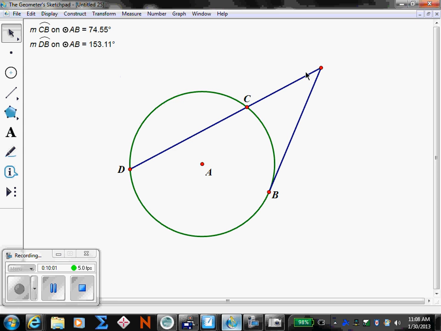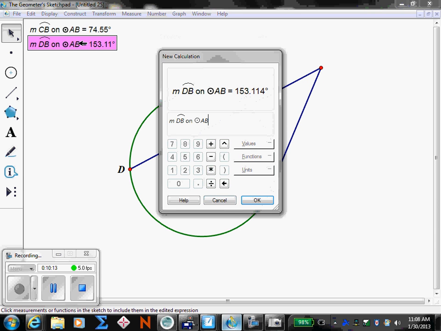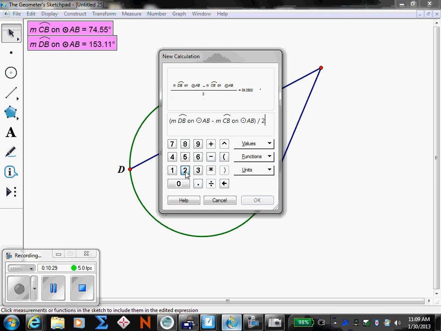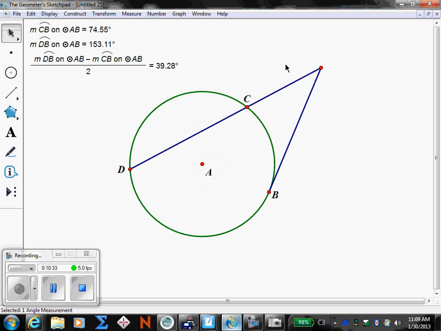So if I want to know the measure of this angle that's formed out here by the tangent and by the secant, I take the larger arc, which in this case is arc DB, and subtract the smaller arc, which is arc AB. I need to put parentheses here. If I take the difference and then divide it by 2, I will get the measure of my angle out here. Now let's just make sure. So I'm going to highlight the angle and measure it. And it is indeed the same. So angle DEB, which is formed by a secant and a tangent, is equal to the larger arc minus the smaller arc divided by 2.